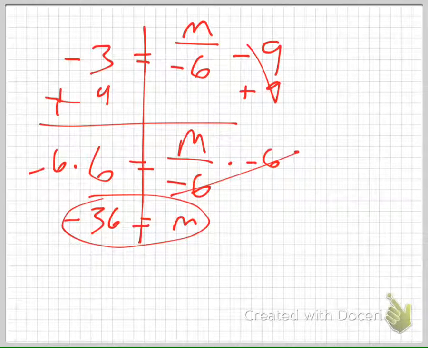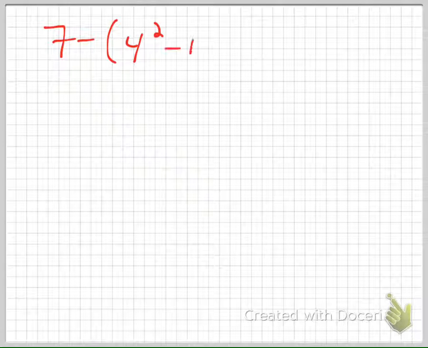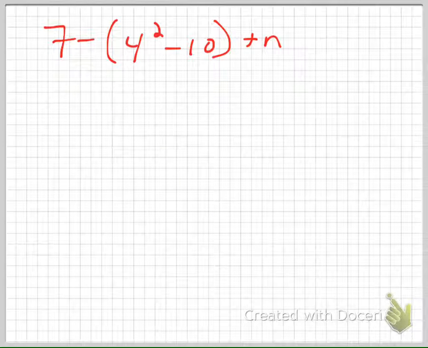Make sense? All right. Let me do one that is now a lot more, well, we'll do their sample here. This is a good one. Here's their sample. 7 minus 4 squared minus 10 plus n equals 10.